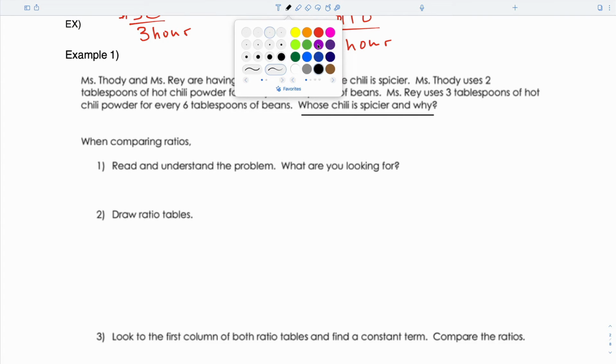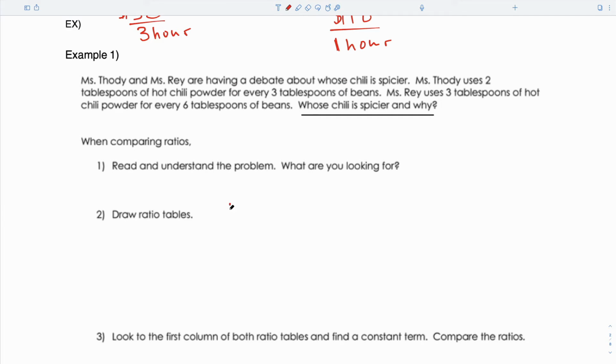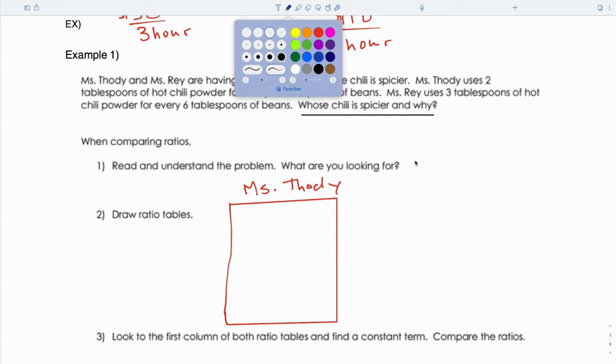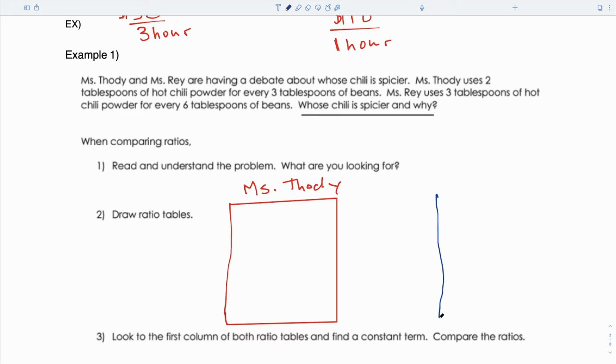So we're going to need to do a little bit of drawing. So get out your artist abilities. If you have like your binder, you can make a straight edge. We're going to make a box that will turn into a table. So draw one box and label it Miss Toddy. And we'll draw a second box. Make it about the same size because we're going to need to fit about 5 different numbers in here.